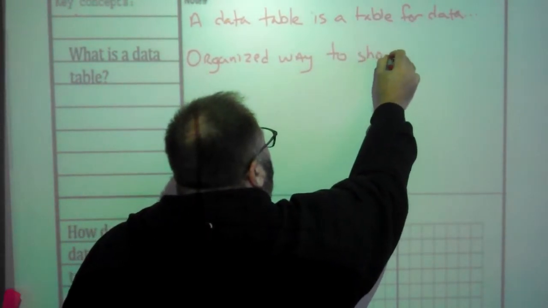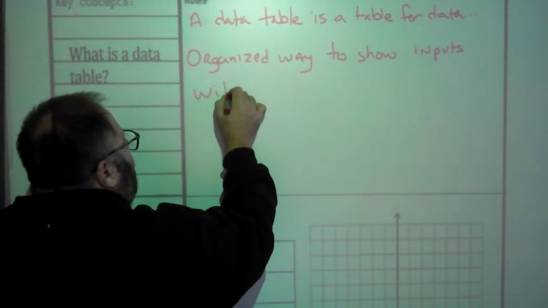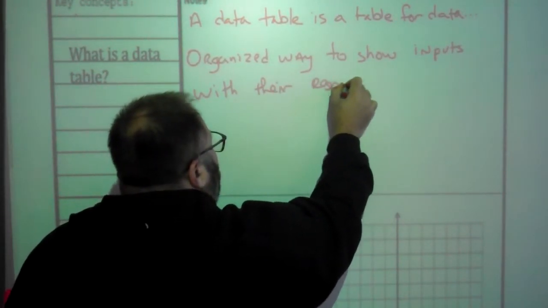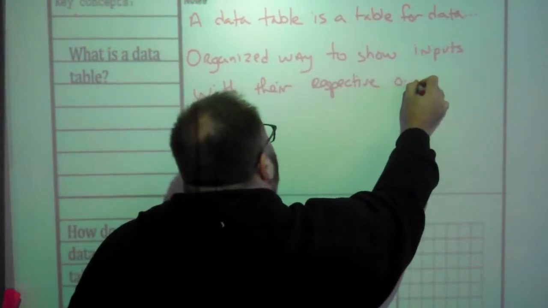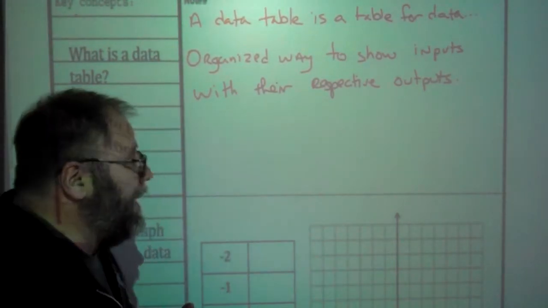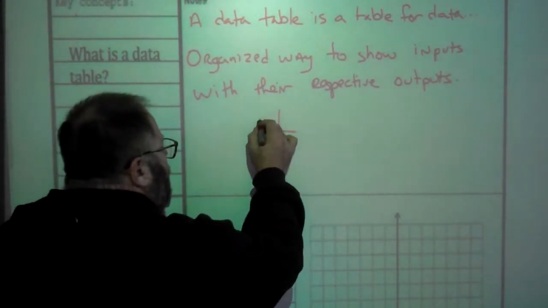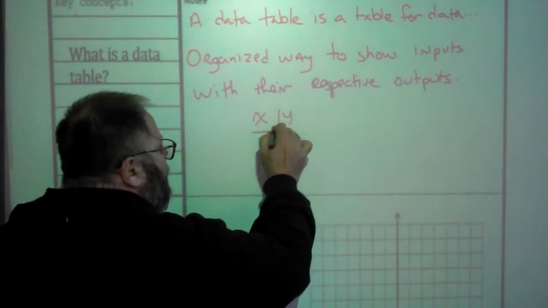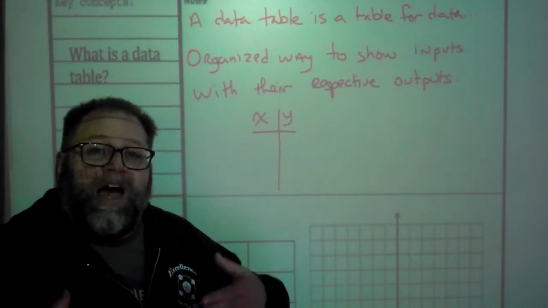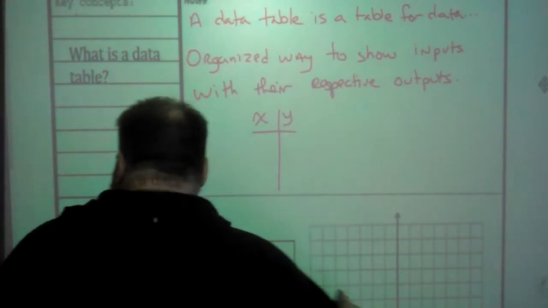to show inputs with their respective outputs. So what does that mean, right? So a T-chart is usually the basic thing that we usually use. This is always going to be X. This is always going to be Y. And for our purposes, we need a rate of change. What is the constant rate of change that X will change? So let me put that on here.